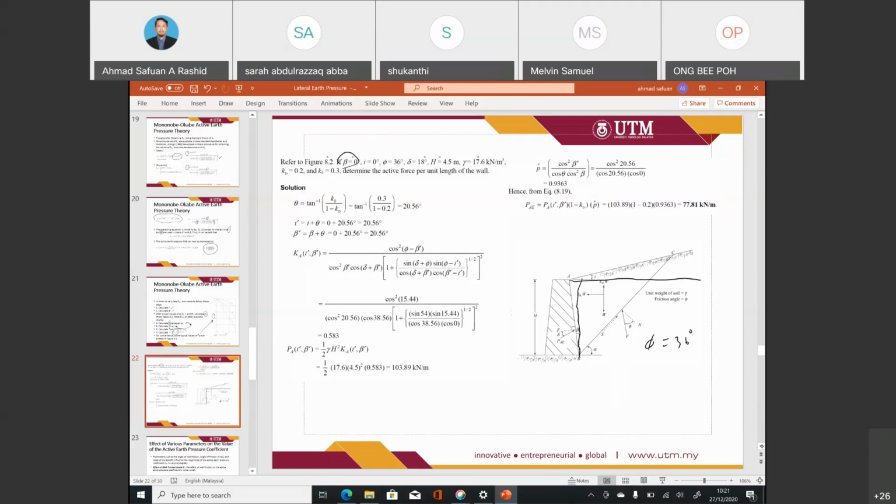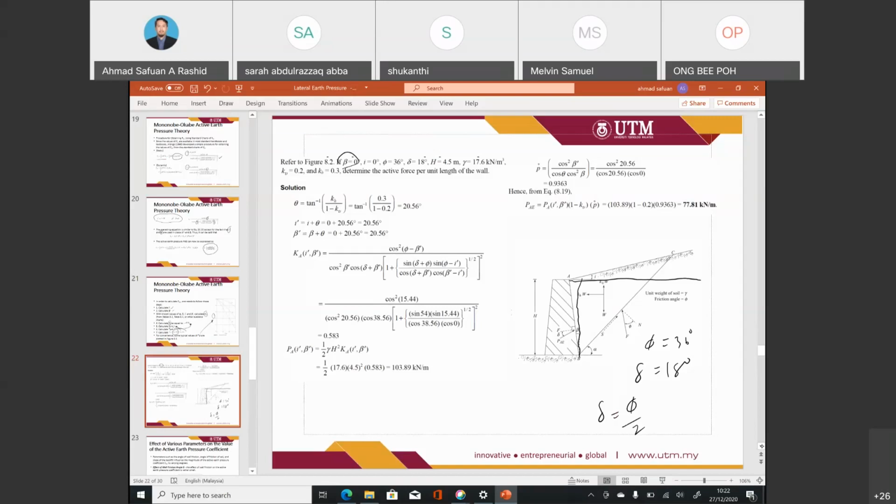And the friction between wall and soil is 18. If 18 is about half, it means that delta is half of the phi value. The height is 4.5 and the unit weight is 17.6. KH and KV are provided as 0.3 and 0.2 respectively. Determine the active force per unit length of the wall.